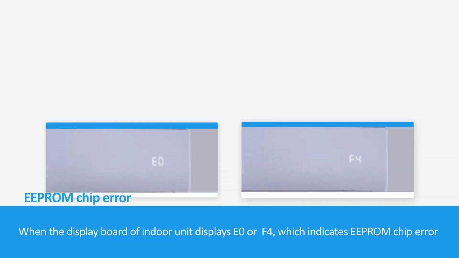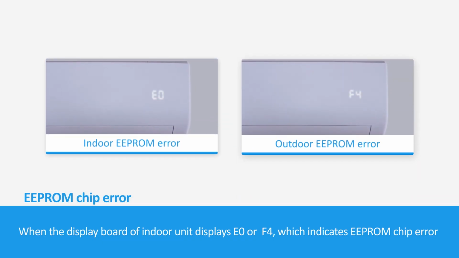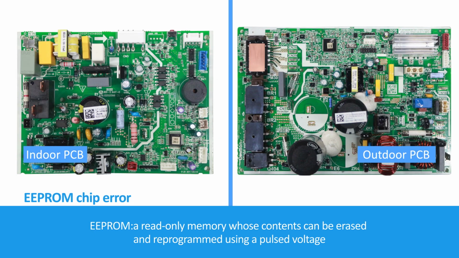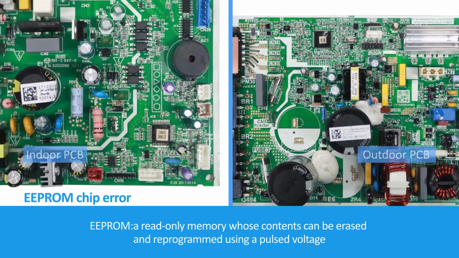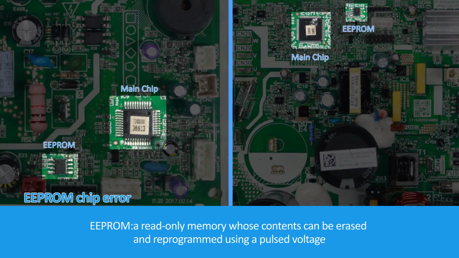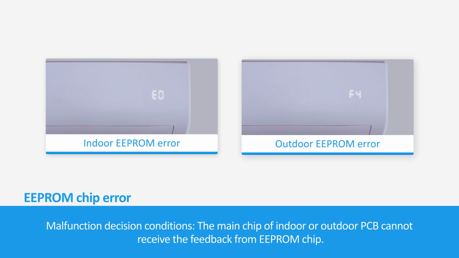EEPROM chip error. When the display board of indoor unit displays E0 or F4, which indicates EEPROM chip error. EEPROM, a read-only memory whose contents can be erased and reprogrammed using a pulsed voltage. Malfunction decision conditions: the main chip of indoor or outdoor PCB cannot receive the feedback from EEPROM chip.